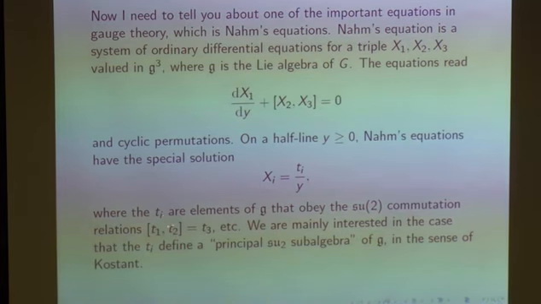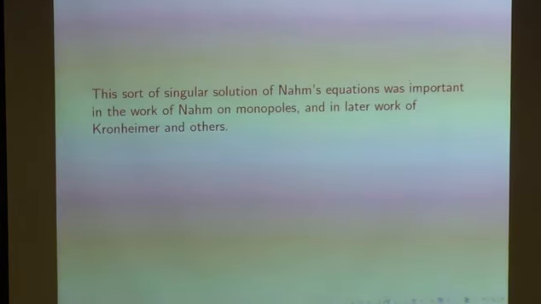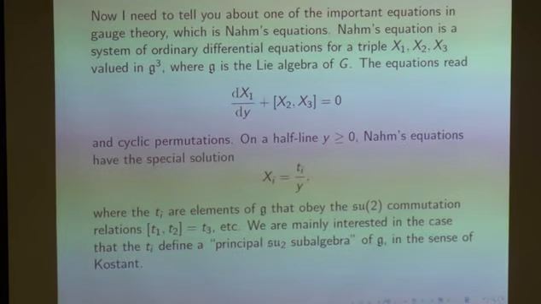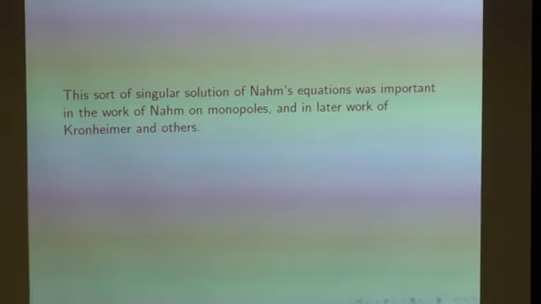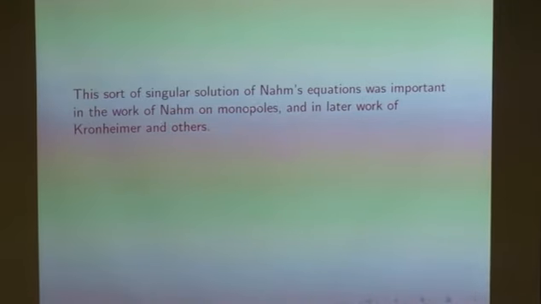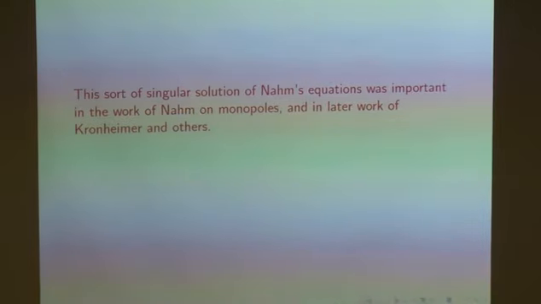Now we could use any elements of G that obey the commutation relations, and probably the generalization is important. But the most direct way to get Khovanov homology involves the case that the t's define a principal SU(2) subalgebra of G in the sense of Kostant. If you don't know what that is, it roughly means that you take an irreducible embedding of SU(2) into G. So I've just described a singular solution of Nahm's equations. It might sound very special, but it actually plays a large role in a lot of things. Nahm introduced it in his original work on monopoles, and it was much developed in later work by Kronheimer and others.